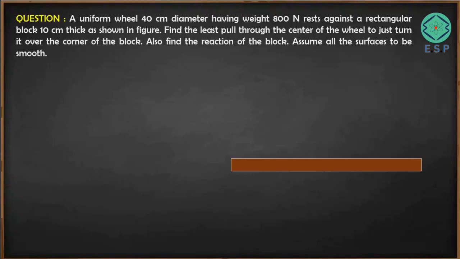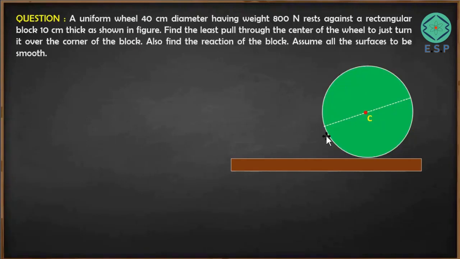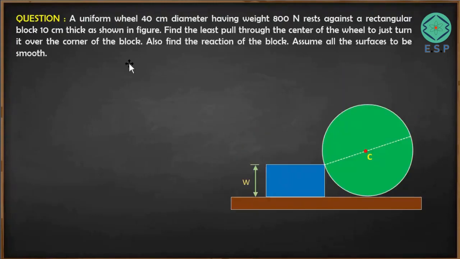So we have got a circular wheel here, friends. You can see here, and this wheel has got 40 cm diameter and 800 newtons weight, and this wheel is resting against this block. So the width of the block is given as 10 cm. Now we have to find least pull to the center of the wheel. So through the center of the wheel, we are going to pull this particular wheel to just turn over the corner of the block. So this P is the pull which is acting through the center of the wheel.